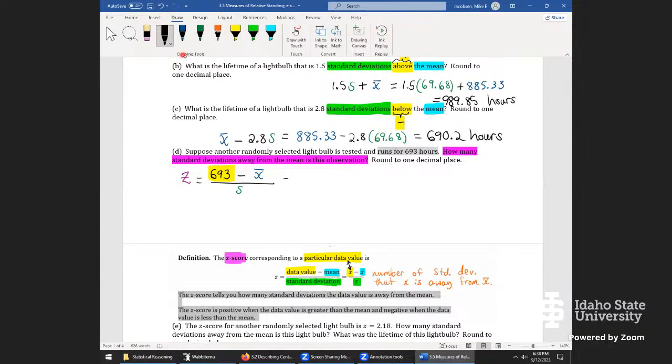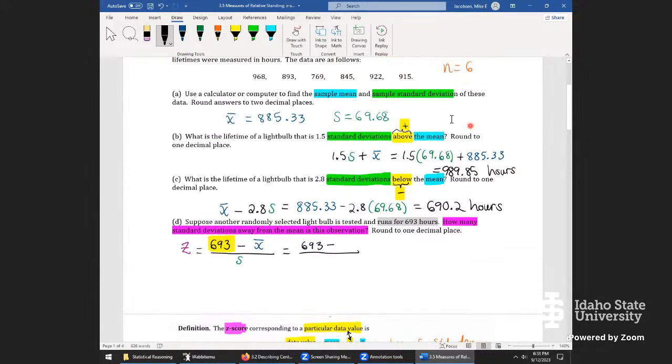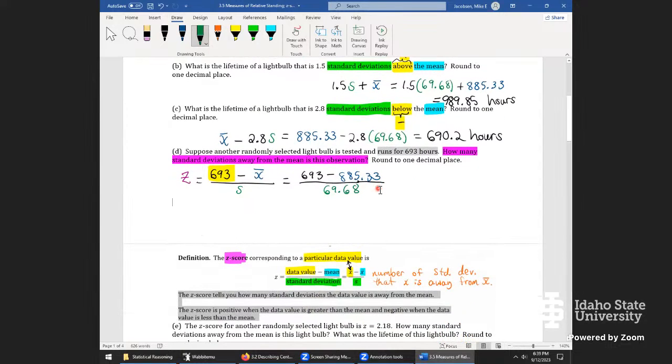So next thing to do is just plug in the other missing information. So I'll go 693, a minus. Let me scroll up for a moment. Sample mean was 885.33. I never seem to make these fraction bars long enough. Let's extend that. And the standard deviation is 69.68. So that's our computation there.